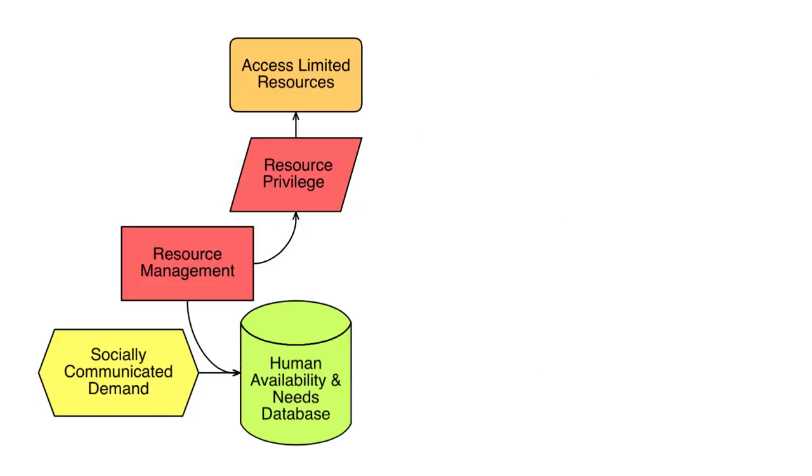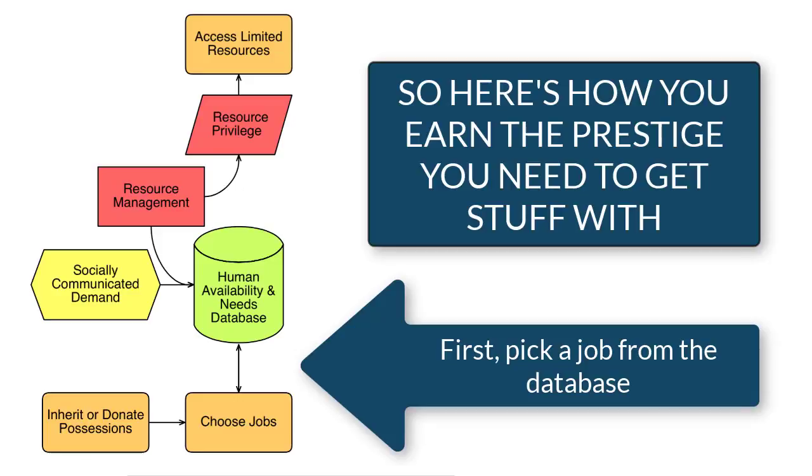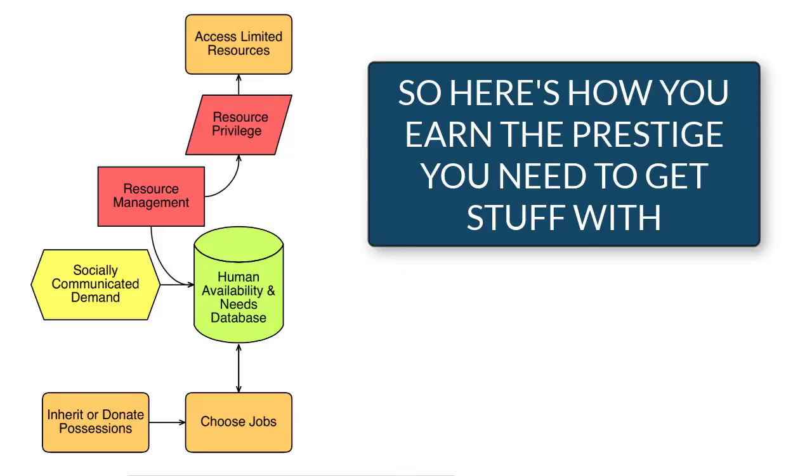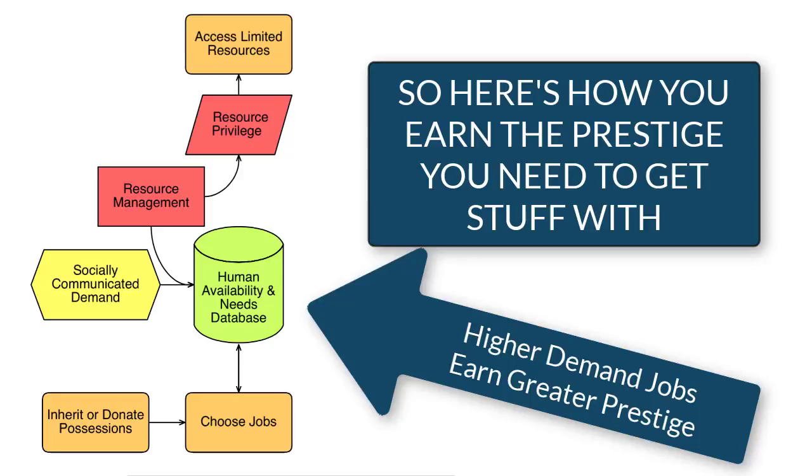Now it's in that context that you can acquire goods and services based on your privileges, but it's not just a simple, oh well, what type of job gets what privilege rating based on the demand factors communicated socially. It's more complicated than that. Life is secure. We start out with the things that you can inherit from your parents or from family, and then you can also choose to donate those back into the system if you don't want them, and you can choose the jobs that you can find on the database system based on the human availability and needs that have been expressed.